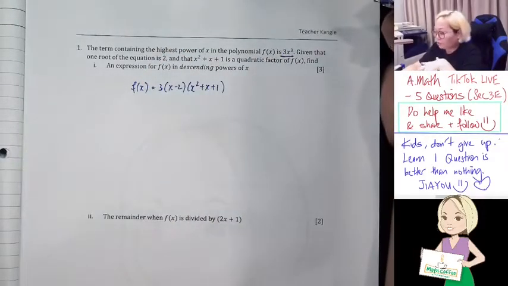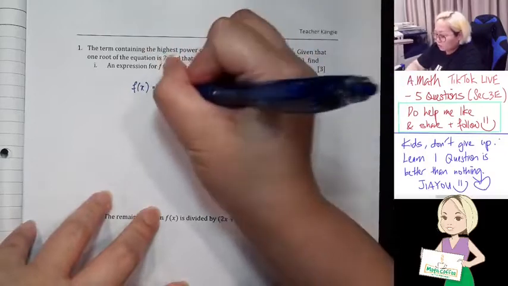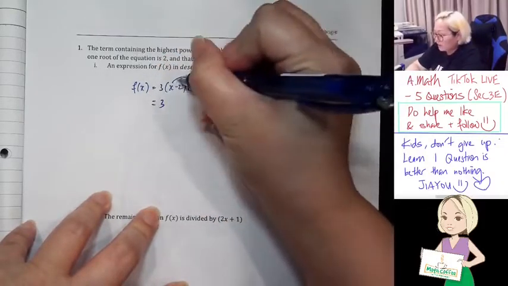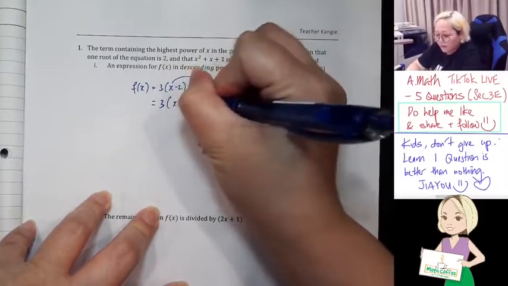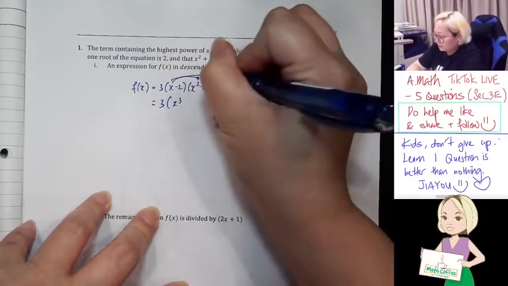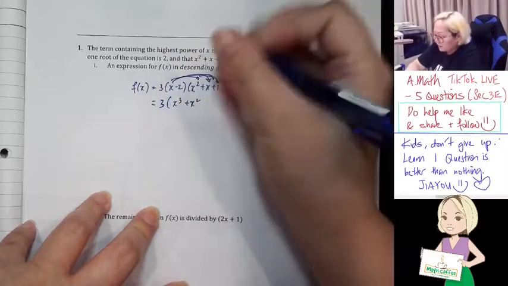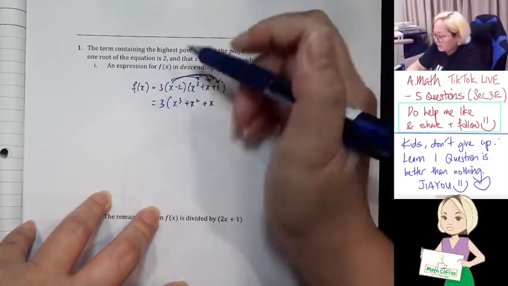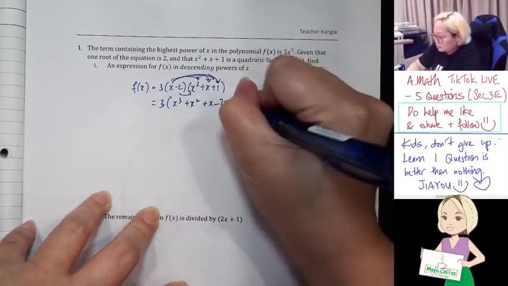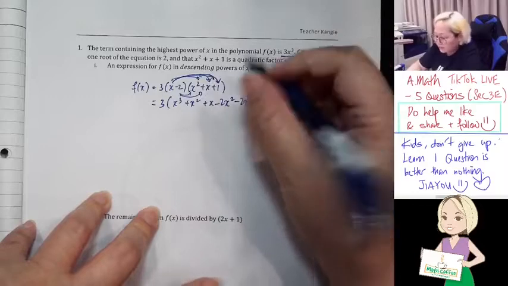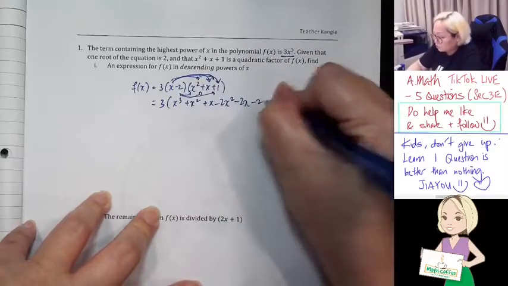So in such a situation, I have to put the 3 outside. Then all you need to do is just rainbow. The 3, I will leave first. I will rainbow this one. This one times this one is x cubed. This one times this one times this one will be plus x squared. This one times this one will be plus x. This one times this one is minus 2x squared. This one times this one will give me minus 2x. And this one times this one will give me minus 2.